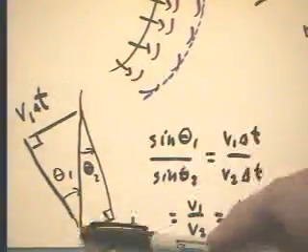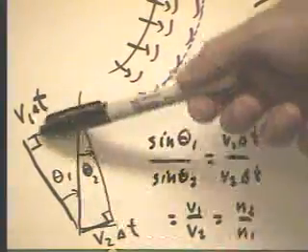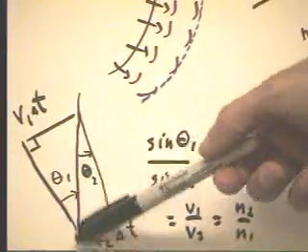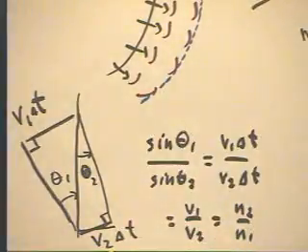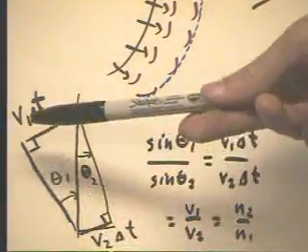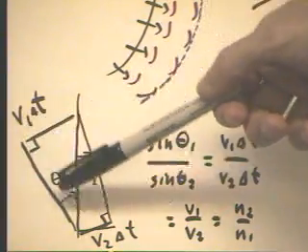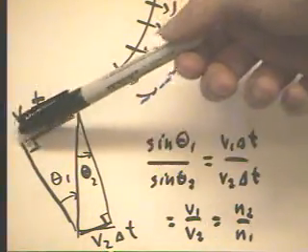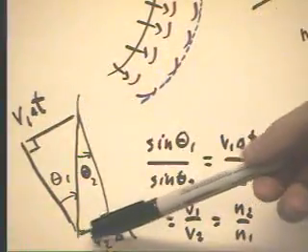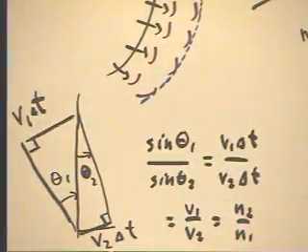If we look at the geometry of the situation, if this is the interface, we have an angle theta 1 here of this wave front with the interface and an angle theta 2 of this wave front with the interface. In a time delta t, this wave will move a distance v1 delta t from here to here, and this will move a distance v2 delta t from here to here.